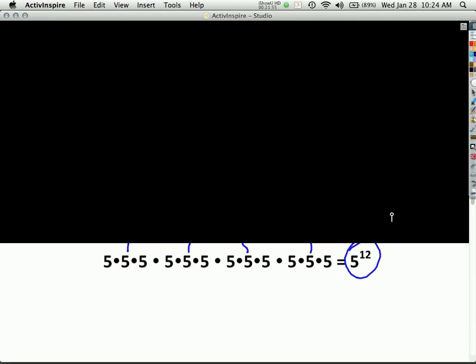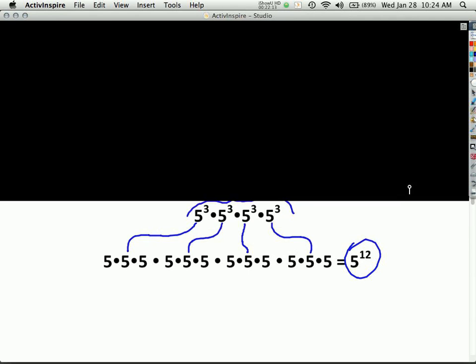The word that Catalina and Amir were trying to say was count the number of 5s, not add the number of 5s. You're counting the number of 5s. 1, 2, 3, 4, 5, 6, 7, 8, 9, 10, 11, 12. There are 12 5s here. And so that's what an exponent means.